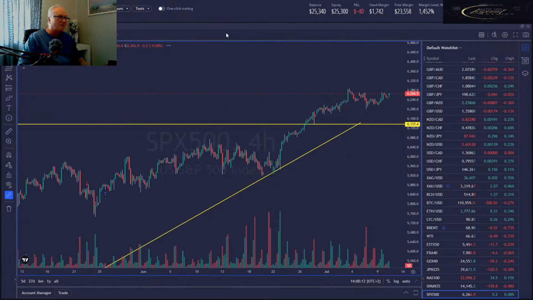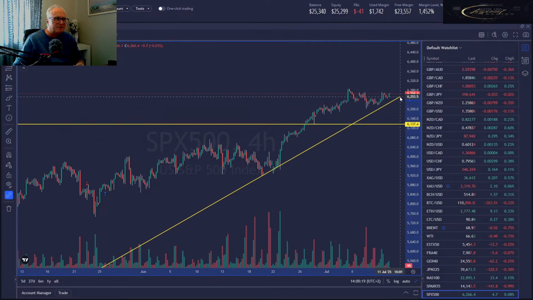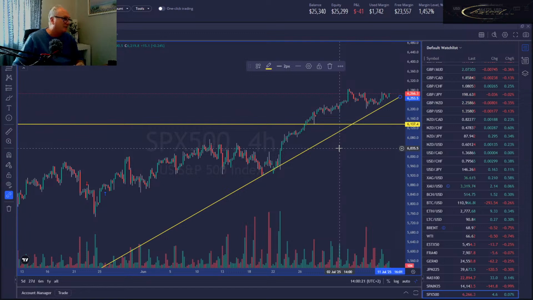But looks like the US 500 is still going up. Nothing's changed. Still really bullish. Maybe I should extend that trend line a little bit. And it just keeps on moving.